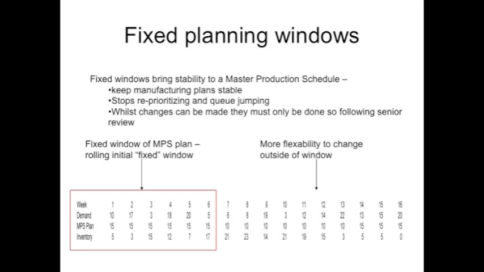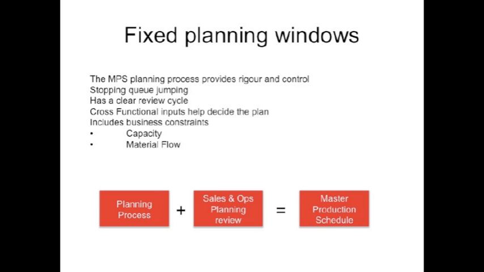Another common attribute of master production schedules is that there is usually a fixed planning window whereby plans do not get changed. For example, the first 6 weeks of the plan may be termed fixed. This enables production to concentrate on what's ahead of them without worrying about reprioritizations. Additions may be added to this fixed point, but usually such amendments are tightly controlled. The MPS planning process provides rigor and control and stops queue jumping, has a clear review cycle, and requires cross-functional inputs to help decide the plan, which include the business constraints of capacity and material flow.